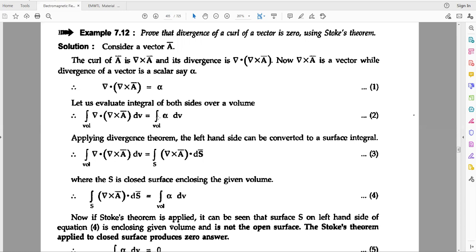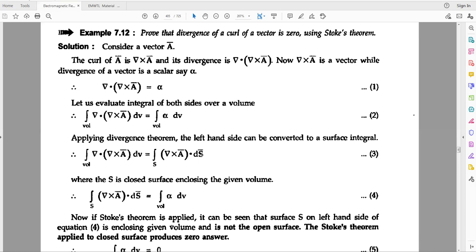the integral of alpha dV. On both sides, applying the divergence theorem, the left hand side can be converted into a surface integral. The volume integral is converted to the surface integral, so definitely we can write this function as del cross A bar. Since alpha is equal to del dot del cross A bar, the surface integral is del cross A bar dot ds.